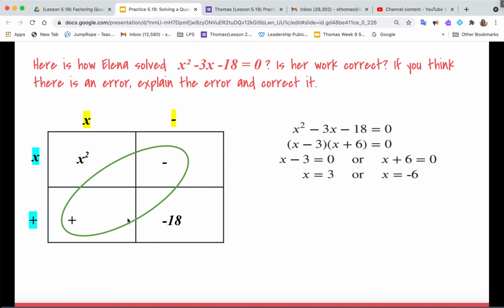Now, in order for us to check our work, we're going to use our reverse distributive property. So we're going to put our x squared inside of our box. We know that's given by x times x. We know the b term, which is this negative 3, is a result of adding those two terms together. So that b term. And we know our negative 18 goes here. And in order for us to get a negative 18, we know we're multiplying a negative times a positive to give a negative result.